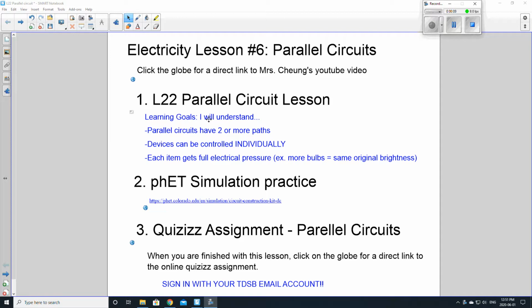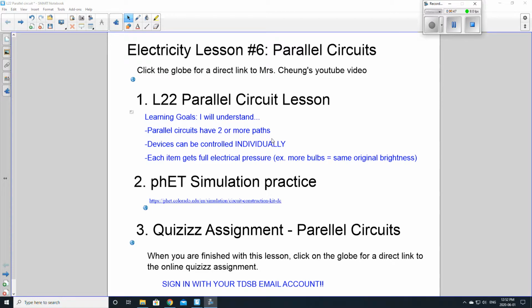By the end of today's lesson, you're going to understand that parallel circuits have two or more paths. Before this, we learned about series circuits, and we know that series circuits only have one path or one loop. But in parallel circuits, you're going to have two or more paths. This means that devices can be controlled individually. One of the devices can be on, one of them can be off, one of them can be broken, one of them can be working, but whatever's remaining will still work.